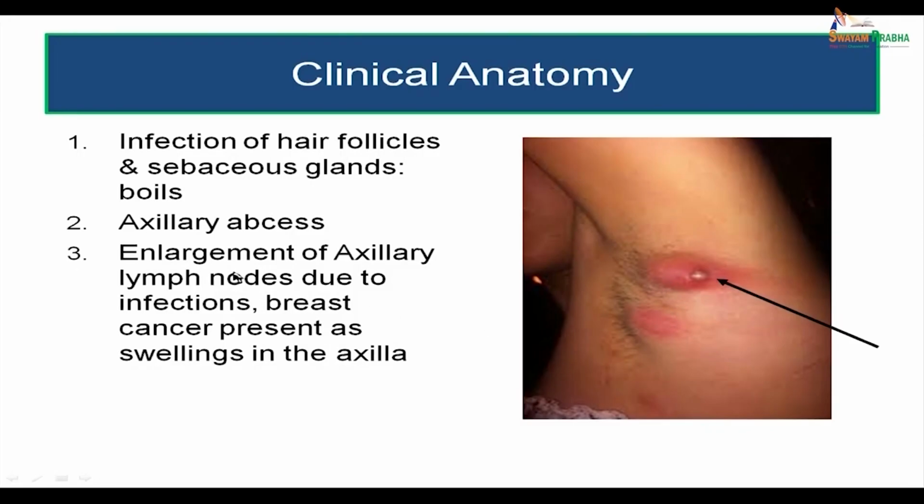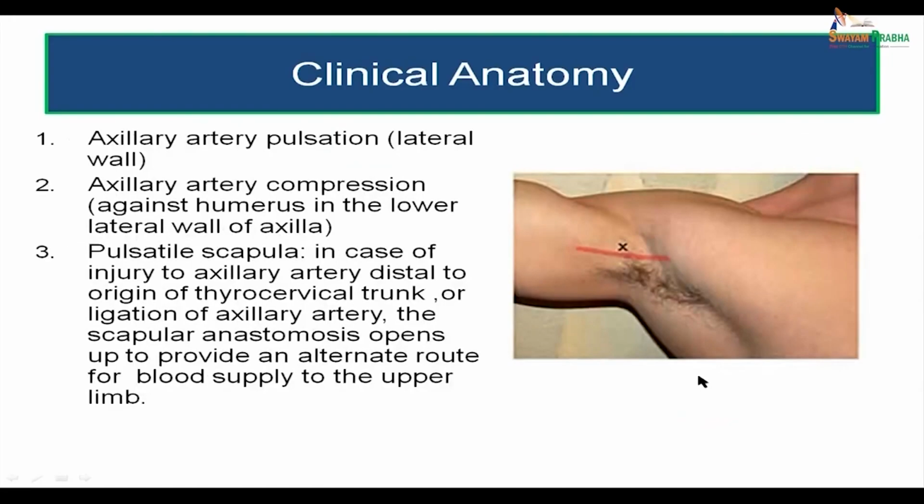In the axilla, we can also have enlargement of axillary lymph nodes, which can be due to infections or due to breast cancer. These enlargements are felt in the area of the axilla. Then we talk about the axillary artery. Clinically, we may be required to feel the axillary artery pulse. We feel it in the lateral wall of the axilla. We compress the axillary artery against the bone humerus in the lower and lateral wall of the axilla.